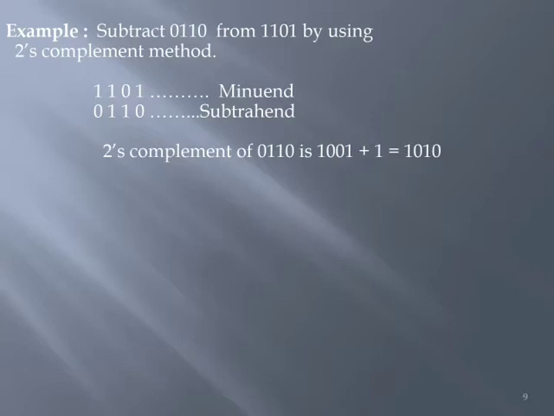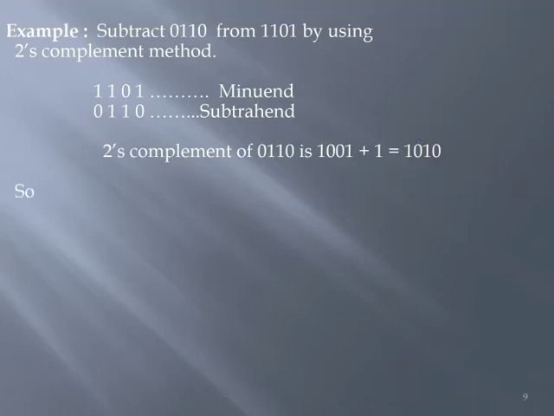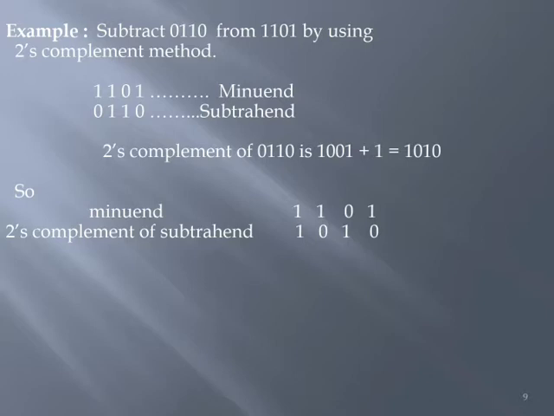So 1010 will be the 2's complement of the subtrahend, and you need to add this 2's complement of the subtrahend, 1010, to this 1101. So the next step is you need to add this 1010 to the minuend. Okay, so adding the minuend with the 2's complement of the subtrahend will give you the result as what?